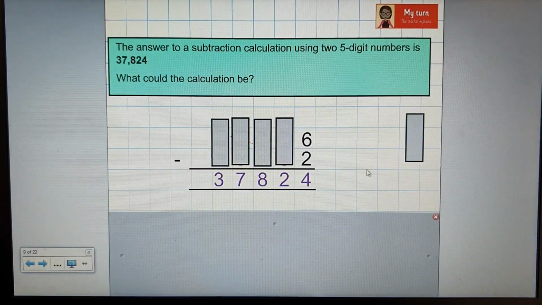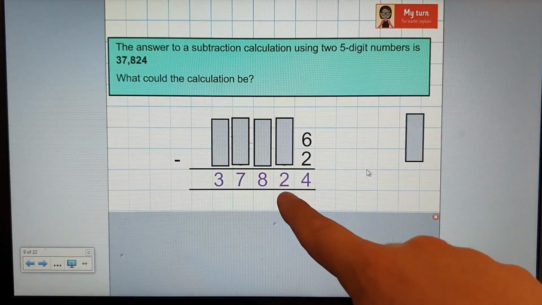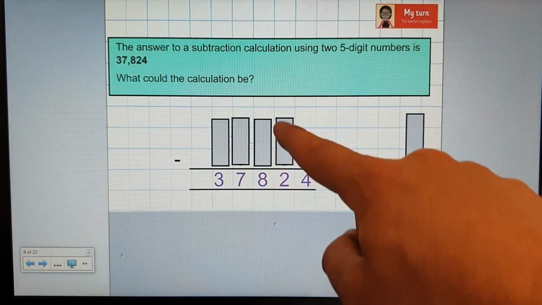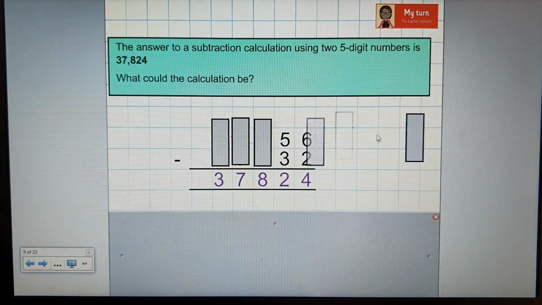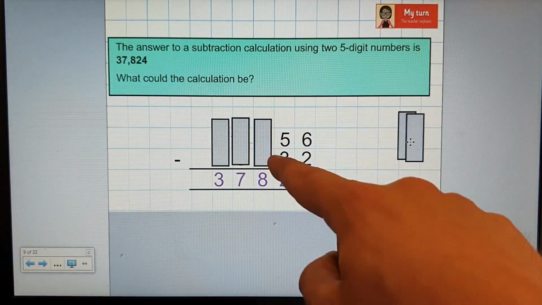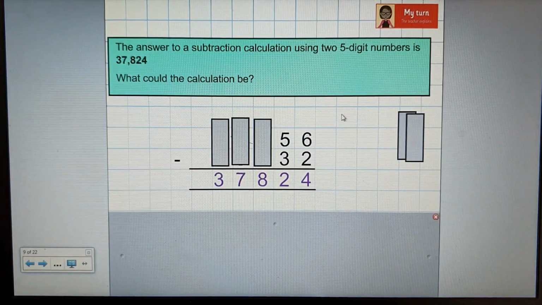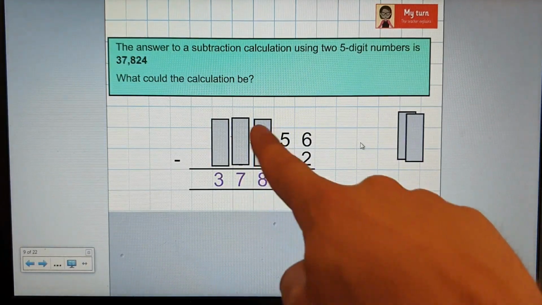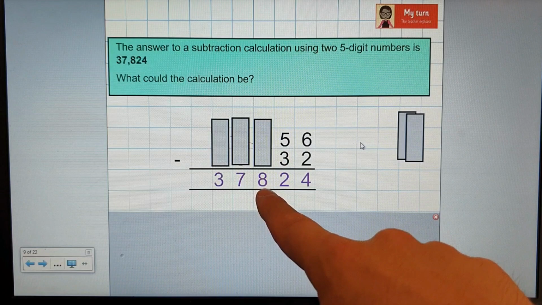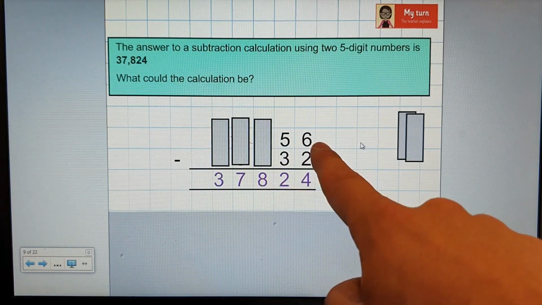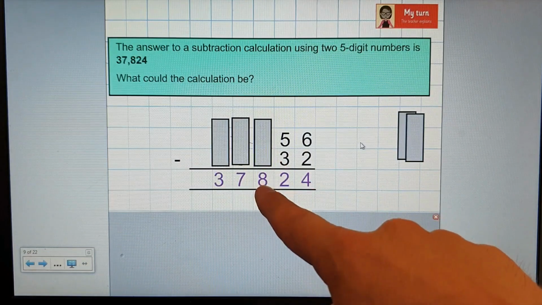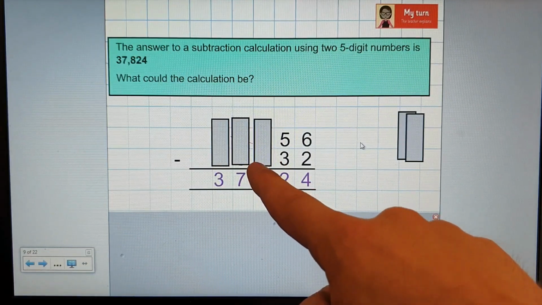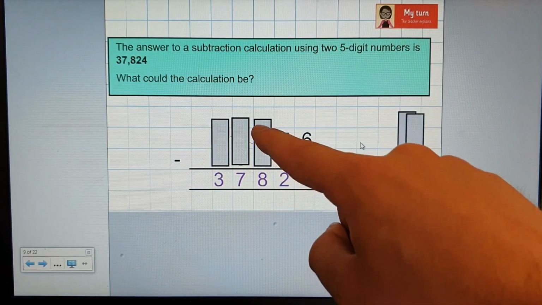Again, I need to look at my next column, and in my 10s, I've got a 2 as my answer. So my 2 digits here need to, when they take away, equal 2. And I went for 5 take away 3. Now, this is where it gets interesting. I've got something here that says 8. Now, like we said before, I can't have a 10 here take away 2 to give me 8, which would be the right calculation, but it wouldn't fit.